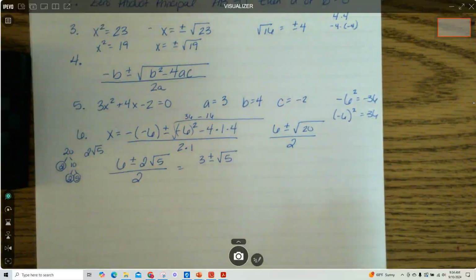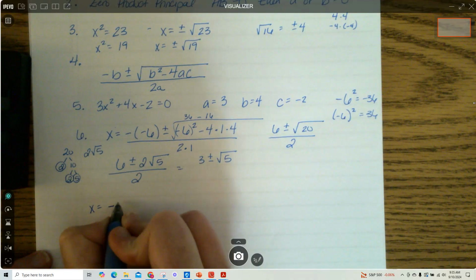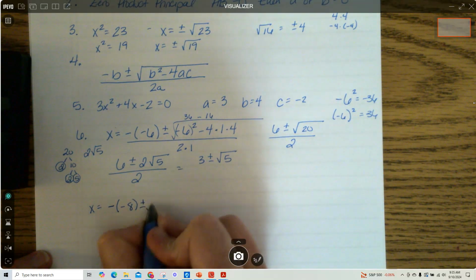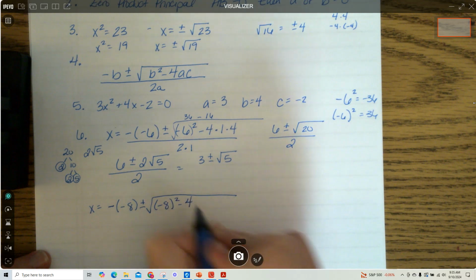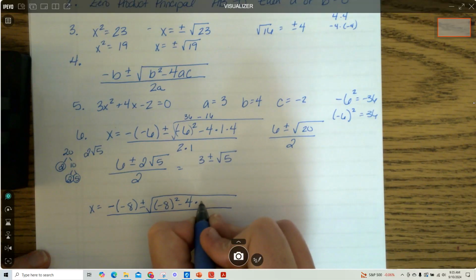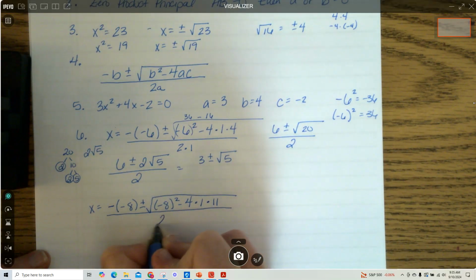Is there another one? Something different? X equals negative, open parentheses, negative 8. Wait. Negative, open parentheses, negative 8, like that? Yes, ma'am. Okay. Plus or minus the square root of negative 8 squared, minus 4 times 1 times 11, over 2 times 1.